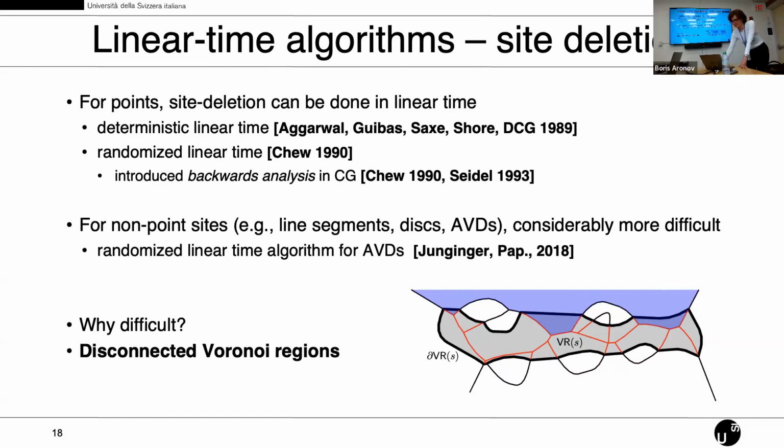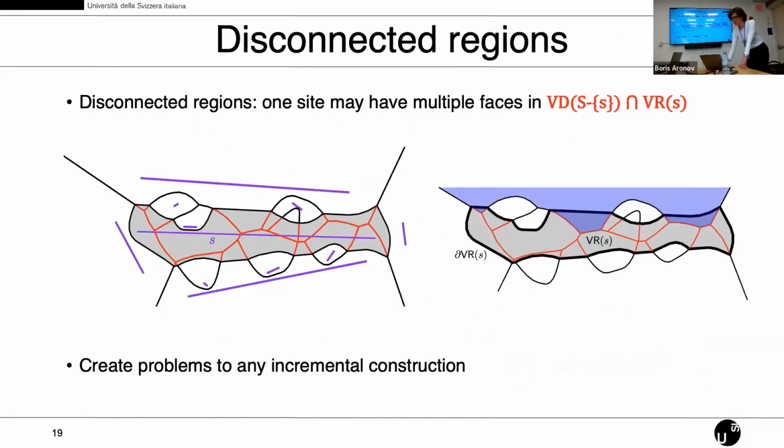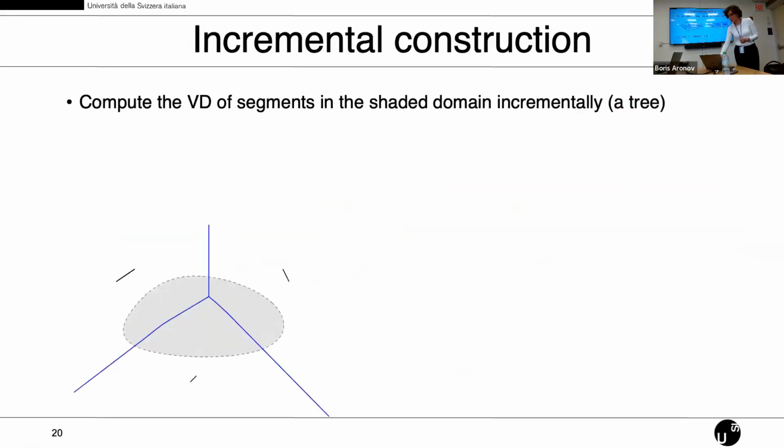So let's see why disconnected Voronoi regions show up. You see here, one site, like this long segment, can have multiple faces in this red diagram that we want to compute. So this red tree is the diagram that we need to compute, and there are several faces for this site out here. These disconnected regions create problems for an incremental construction, and let me show how.